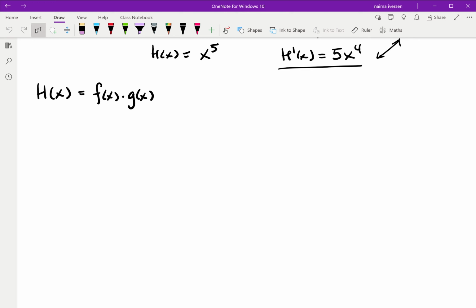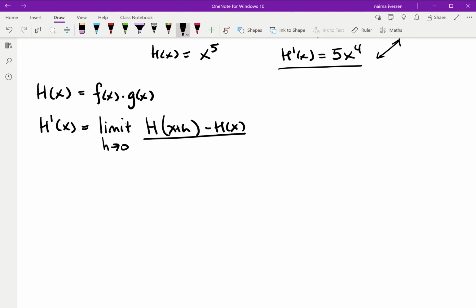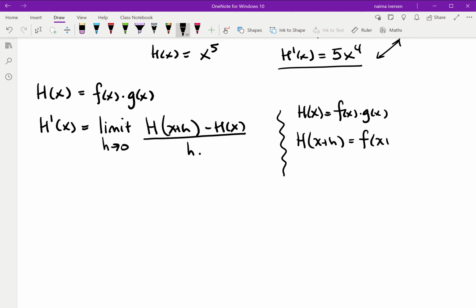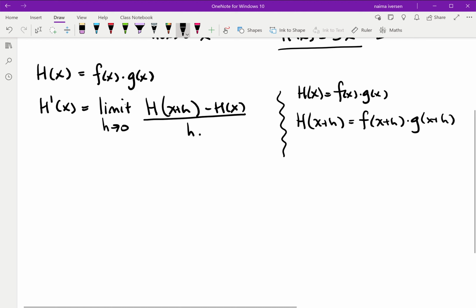And I'm going to be doing this by the definition of derivative. So for me to find h prime of x, it's going to be, by the definition of derivative, the limit as little h goes to 0 of big H of x plus h minus big H of x, all divided by little h. So think about the little work on the side that you do. If h of x is equal to f of x times g of x, then h of x plus h, little h, is equal to f of x plus little h times g of x plus little h. And so what I get is this.